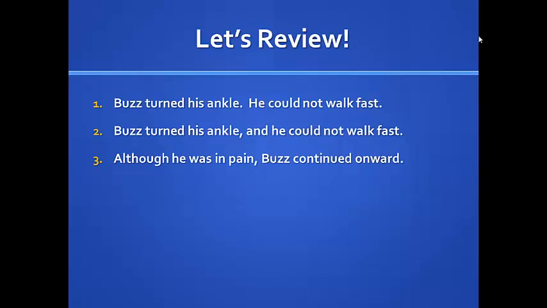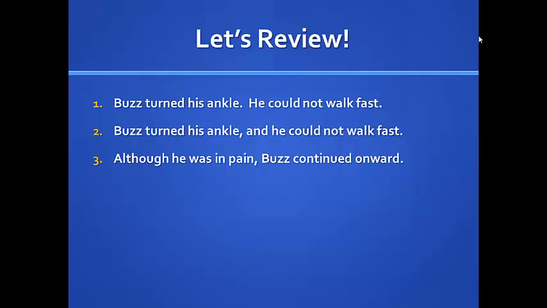Number 2, Buzz turned his ankle, and he could not walk fast. Okay, that and with the comma should be a big red flashing light to you saying that this is a compound sentence. Buzz turned his ankle is a complete independent clause. He could not walk fast, complete independent clause. So we have a compound sentence.